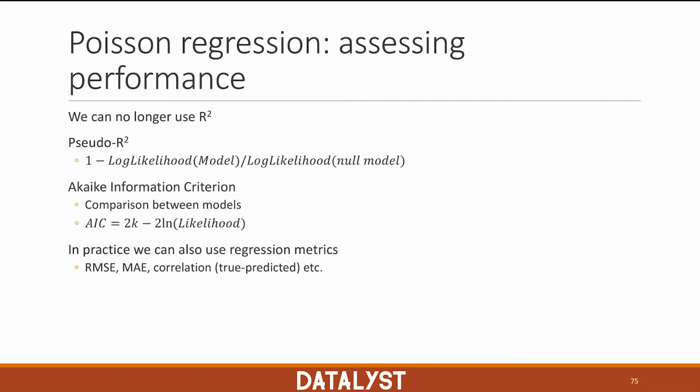And finally, we can use some other regression metrics, like the ones we used for machine learning models, like the root mean squared error, the mean absolute error, or the correlation between the true and the predicted values. Like with all kinds of statistical models, we have to use different metrics and plots in order to assess the performance. However, Poisson regression, like linear regression, can give us back significance tests for the different coefficients. So we can understand which variables are important.